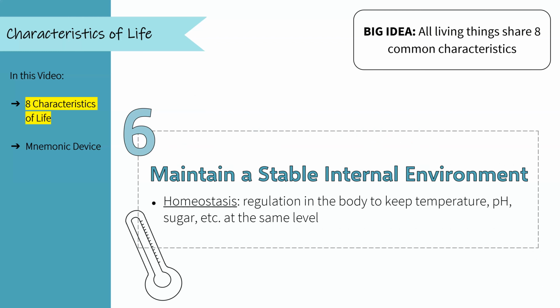Sixth, all living things maintain a stable internal environment. Another way to say this is homeostasis. Homeostasis is regulation in the body to keep certain aspects the same. So this might look like your body temperature, it might look like pH, right, like the acidity of your stomach. It could look like sugar or water, but there are certain things that we want to keep the same or at the same level all the time so that your body or any living thing's body can function properly.